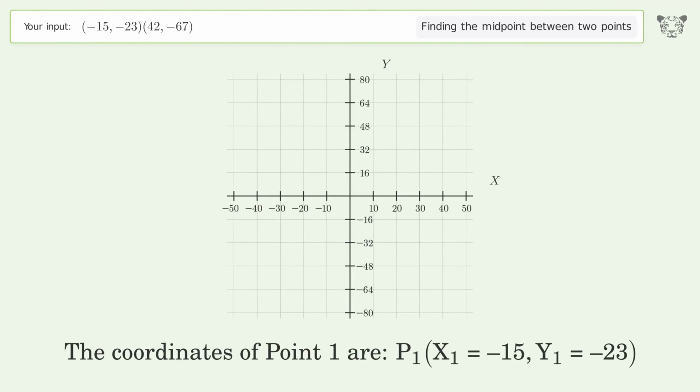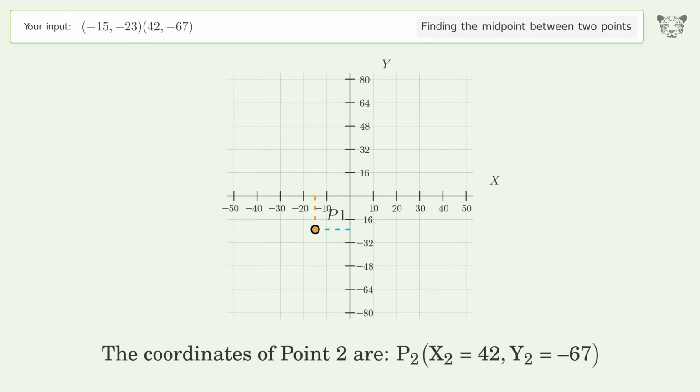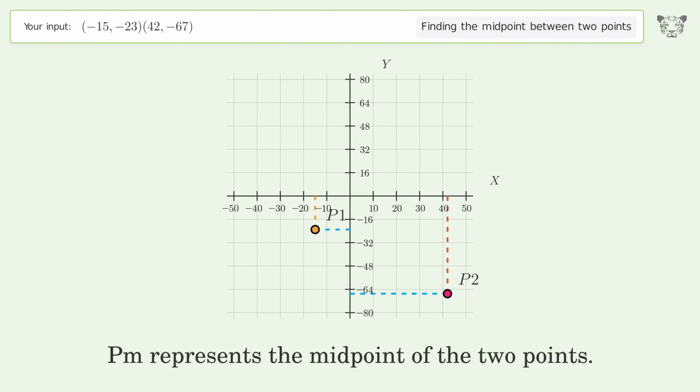The coordinates of point 1 are, x1 equals -15, y1 equals -23. The coordinates of point 2 are, x2 equals 42, y2 equals -67. PM represents the midpoint of the 2 points.